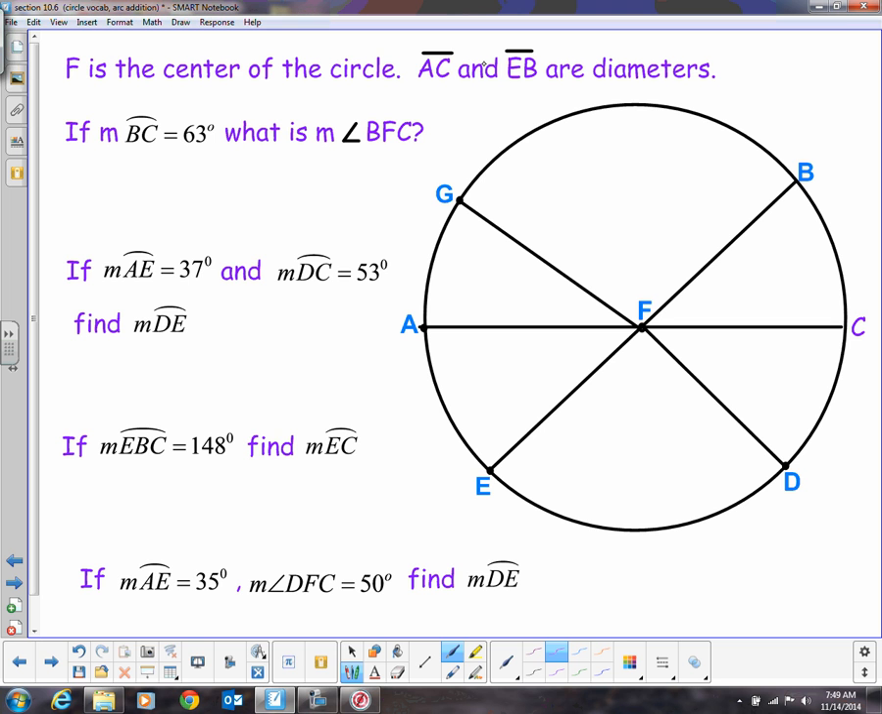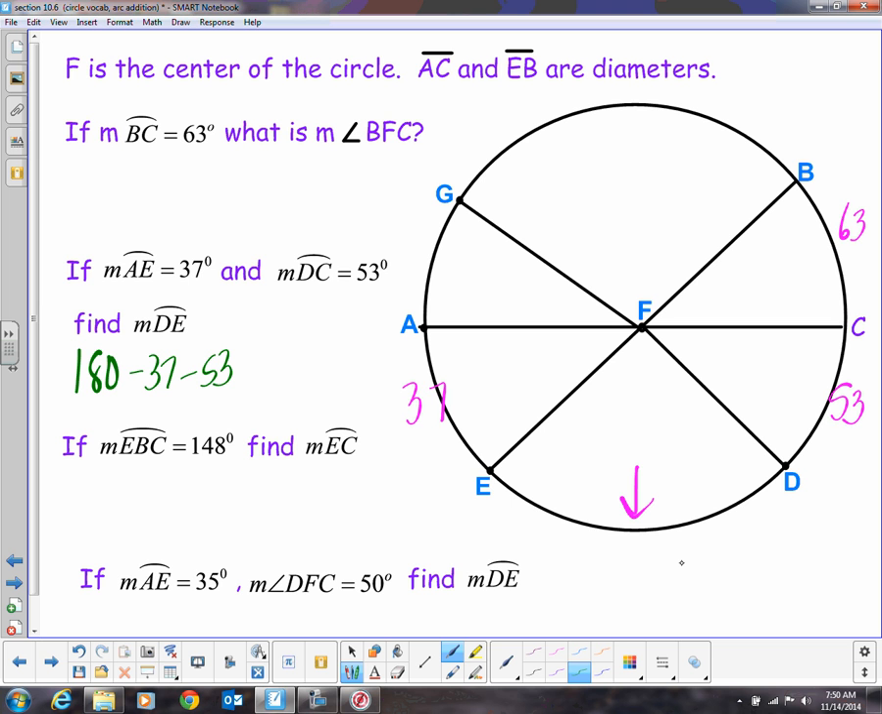So center, we've got AC and EB are diameters. BC equals 63. What is BFC? Class? Unison? What's the angle? 63. If AE is 37 and DC is 53, can you find that arc knowing that is their diameter? And the work you would show me is 180 minus 37 minus 53, correct? Okay, so this is more of the flavor of your homework.